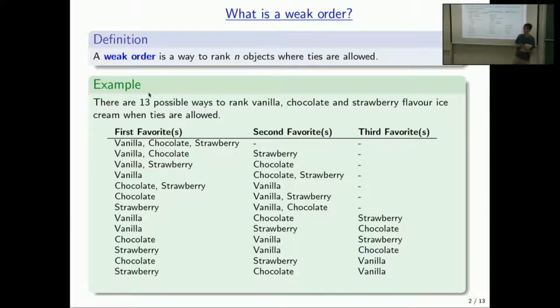So basically, we try to study how many possible ways the horse race can happen, or how many ways you can rank the ice cream in this scenario. Make sense? So that's basically what we call a weak order.